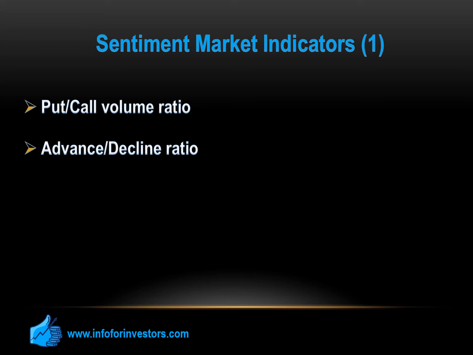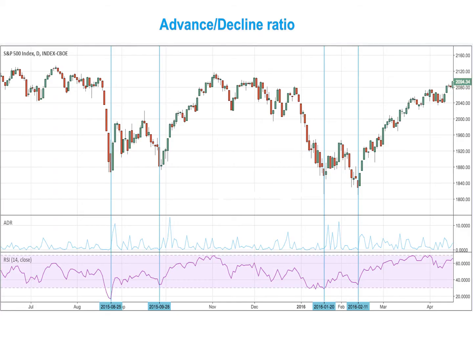Usually a low ratio indicates an oversold market, while a high ratio indicates an overbought market. New high-low ratio is another indicator we should consider. This technical indicator is very simple. It is the number of issues reaching 52-week highs divided by the number of issues reaching 52-week lows. You can use the indicator to gauge the market sentiment.